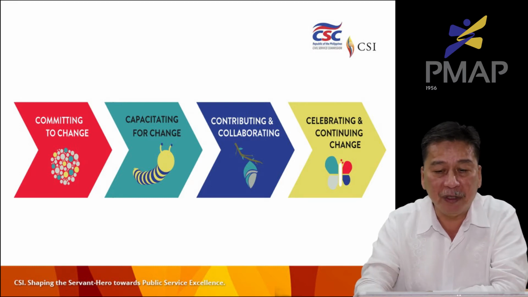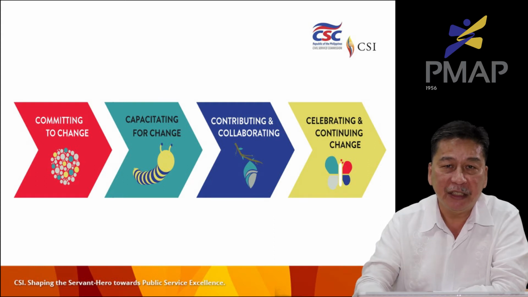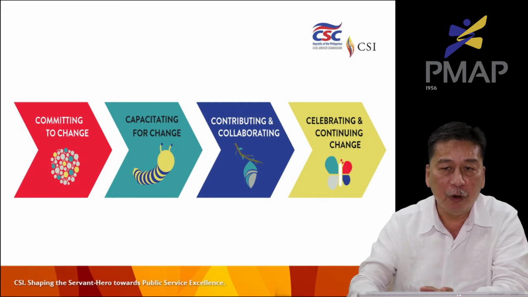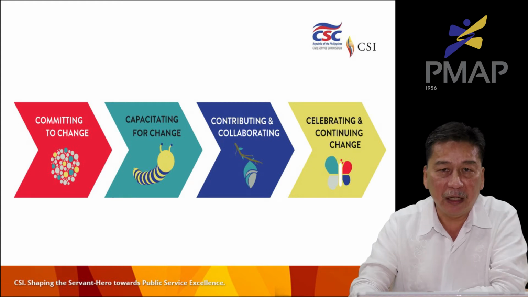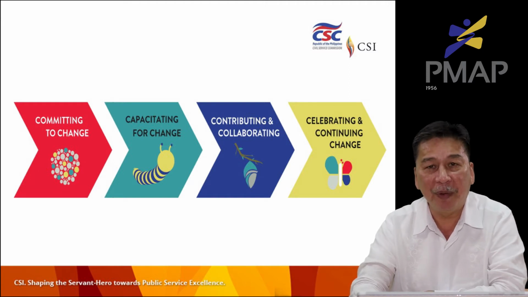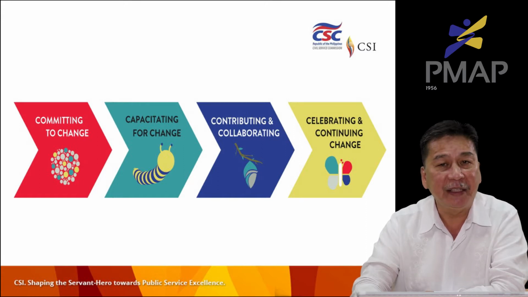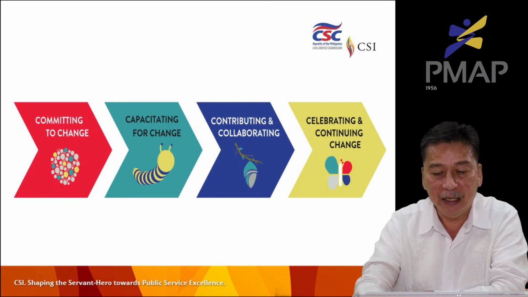The third stage is contributing and collaborating for change, and during this stage, we need to lead people to work together for change. Usually, when we implement change, it is something that is broad and wide, so much so that it will involve people working together to implement the change. And lastly, of course, if we want to make sure that we will be able to sustain change, we need to celebrate and continue change. And we do this by embedding practices into culture to sustain change.